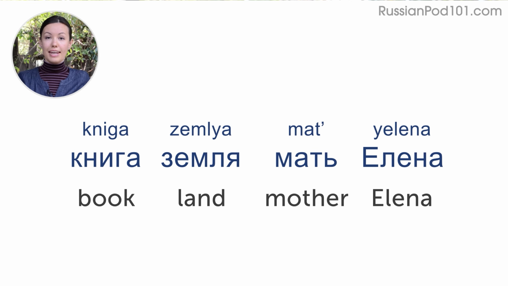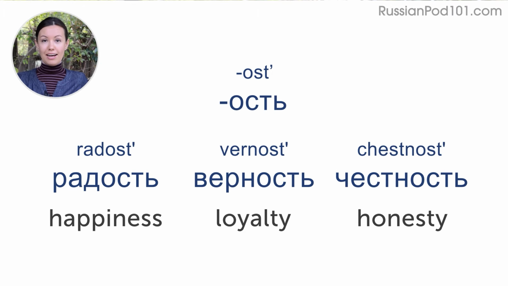Feminine nouns, names included, usually end with either a vowel or a soft sign. For example, книга – book, земля – land, мать – mother, Елена – that's a Russian female name. And feminine nouns usually have the suffix ость. Радость – happiness, верность – loyalty, честность – honesty.